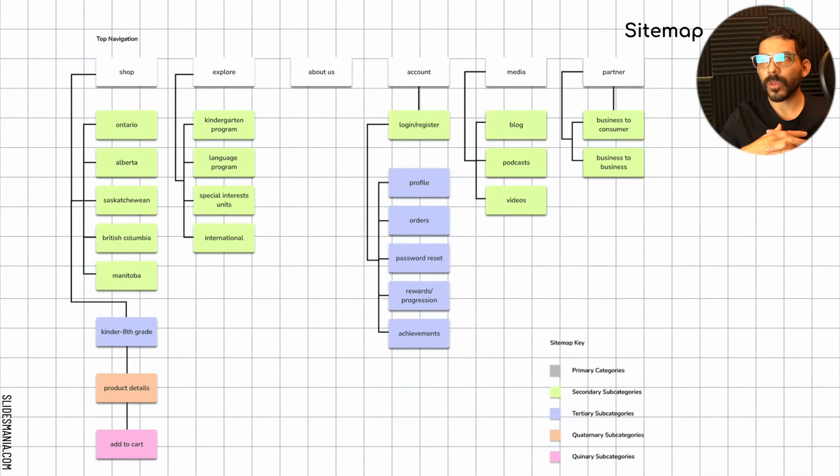So the account: login, register, and then profile, orders, password reset, rewards, progression, and achievements. So there's some gamification in there, and I feel like everything here is open for discussion because there's so much that could be done here, and it has a lot of potential around that area too. So the media, it's blogs, podcasts, and videos, how you mentioned, to include all that in there. And then the partners, like the affiliation, business to consumer, business to business. So there's that. And then the sitemap key is at the bottom. So primary category, secondary category, subcategories, tertiary subcategory. This is like the levels of the hierarchy of the pages throughout the whole website.